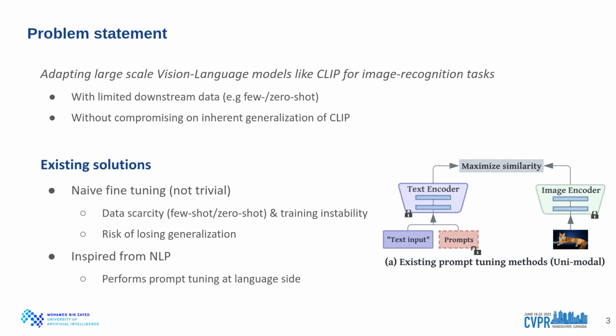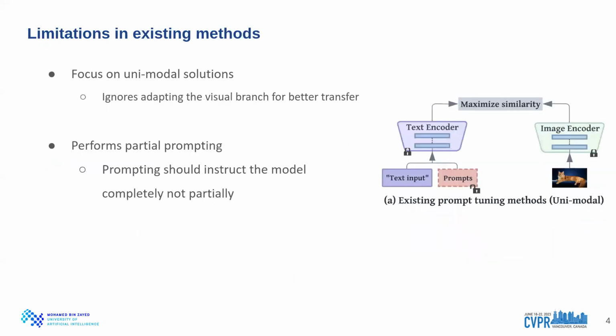Existing methods have taken inspiration from the NLP domain and propose prompt tuning to adapt CLIP. These methods append learnable prompt vectors at the language branch of CLIP while the rest of the model is kept frozen. Despite being effective, these methods adopt only the language branch of CLIP and thus propose a unimodal solution, while CLIP is multimodal. These models ignore the adaptation of visual branch and thus adapt CLIP partially. We argue that prompting should instruct the model completely for better transfer.